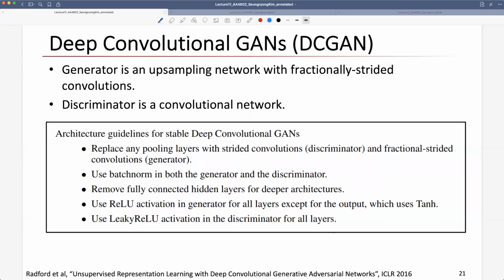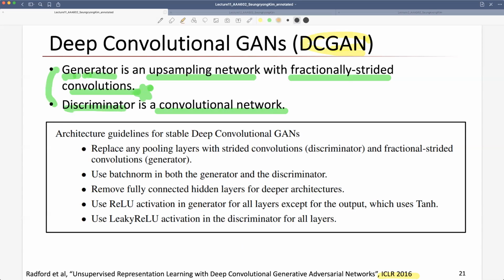So the first starting point was the ICLR 2016 paper, Deep Convolutional GAN, called the DCGAN. In the DCGAN, the generator is the upsampling network with the fractionally strided convolution. If you remember our previous lecture, we discussed the upsampling module, right? They use the fractional stride convolution as an upsampling network, and they use the discriminator as a convolutional network.